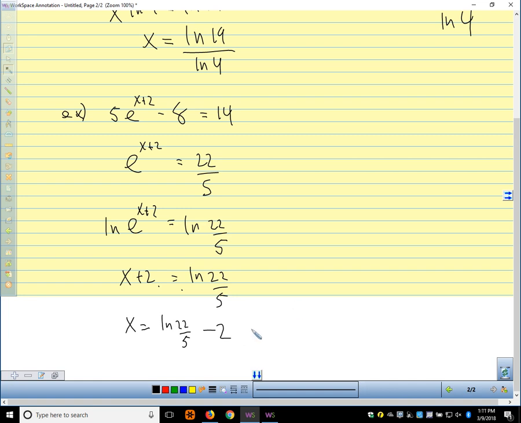You could plug this in your calculator and you would get that it's about negative 0.518.